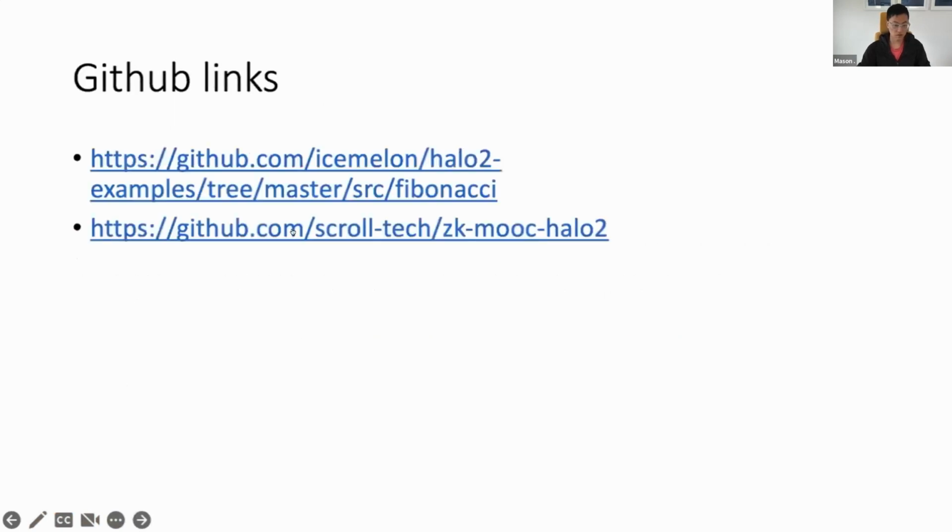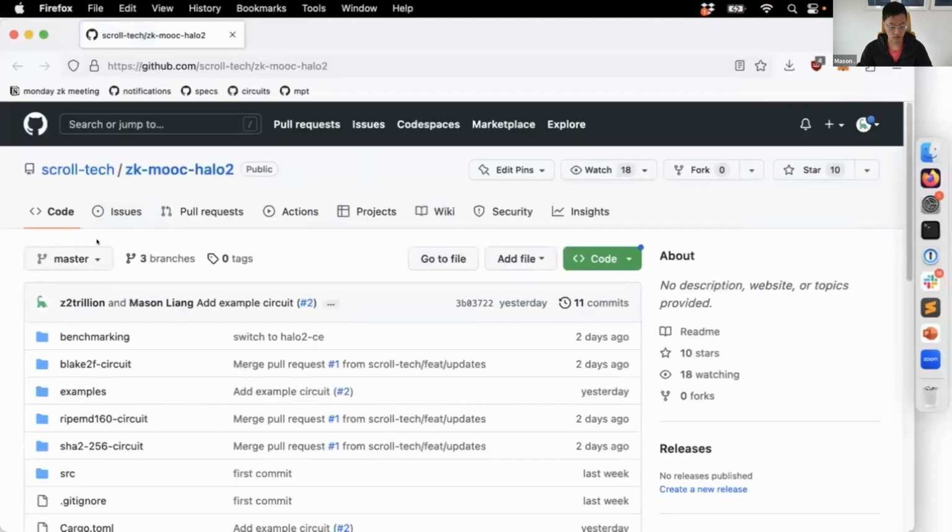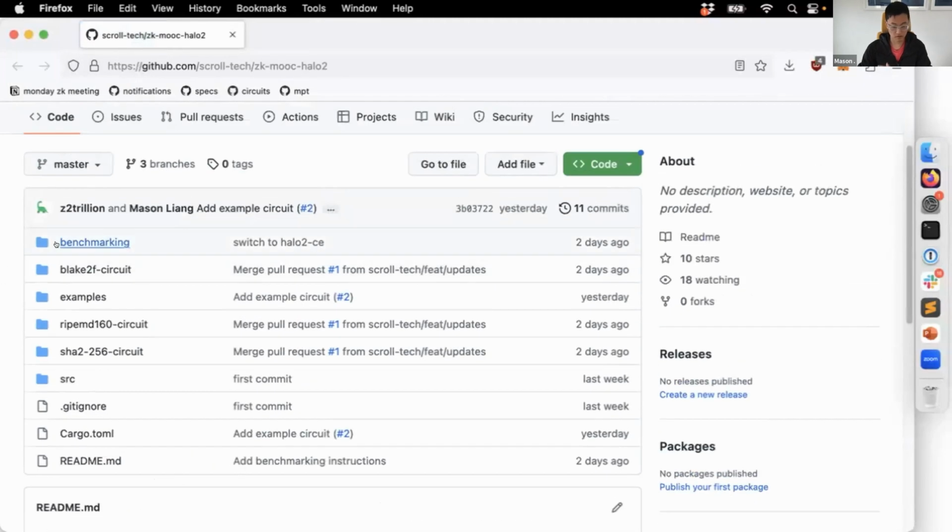Okay, so if you want to write up the code for the Fibonacci examples yourself, you can take a look at this repo that Haichen has. There are examples 1 and 2 in the Fibonacci repo, and I think there are 2 more examples there if you want to learn even fancier ways to write Fibonacci circuits. Then the repo that we're going to be working in is under the Scroll tech repo, called zk-mooc-halo2. So if you go there, here, this is the repo.